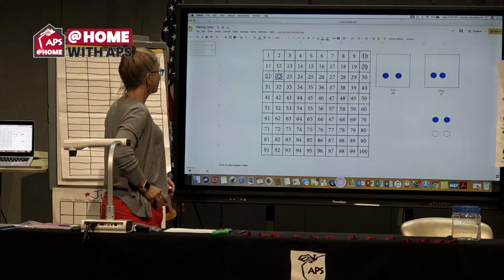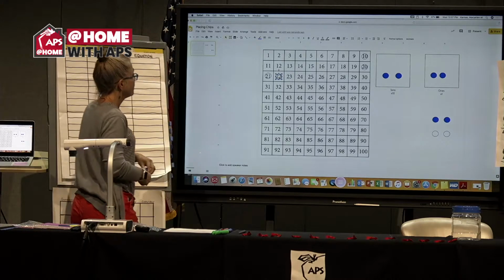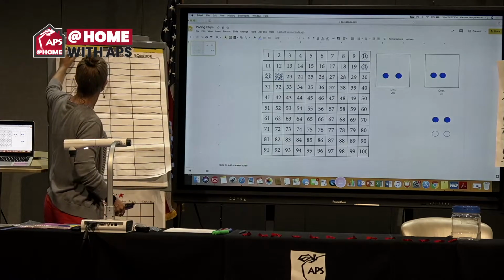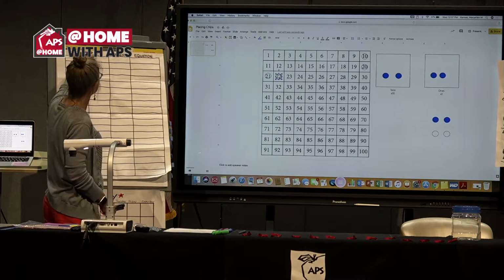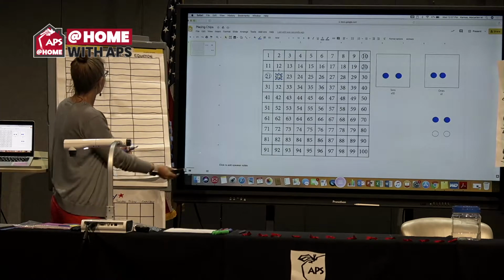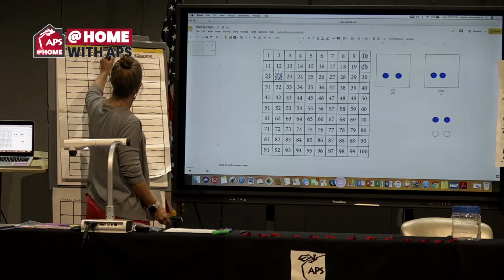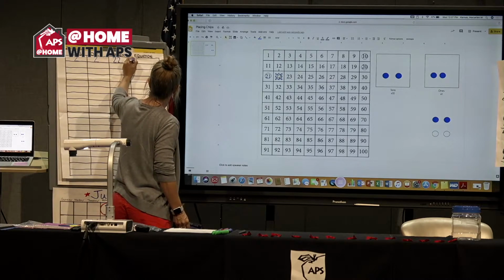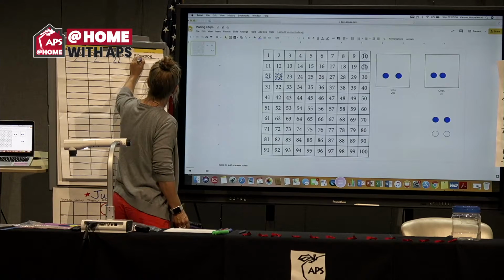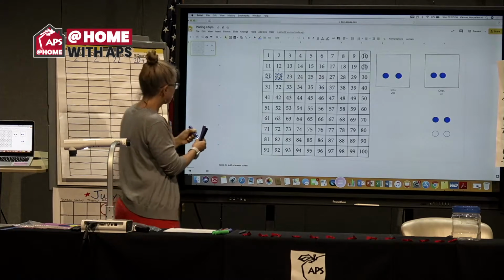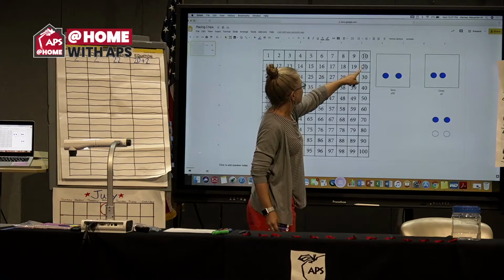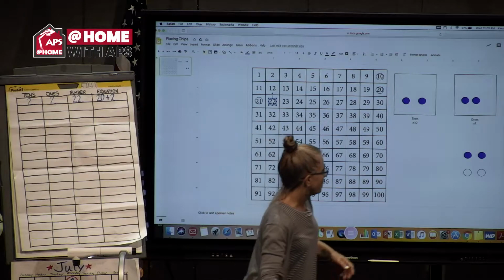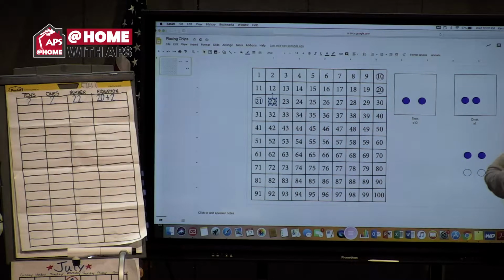And I'm gonna think about what we just did. So we said we have 2 chips in the tens. So we have 2 tens. And we have 2 chips in the ones, so we have 2 ones. And that makes the number 22 because we have 20 from our 2 tens and 2 from our 2 ones. Do you see it here? 10, 20, 21, 22.